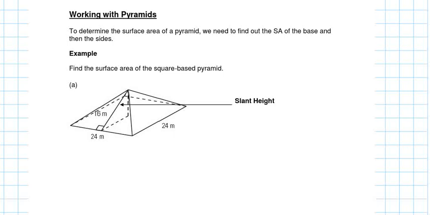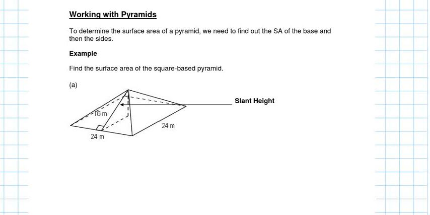Basically, you need to find the area. If you're looking for the surface area, you need to find the area of your square base, and you need to find the area of the four triangles. To find the area of a triangle, what do I need? Base and the height, right? So I need the base of the triangle and I need the height of the triangle.